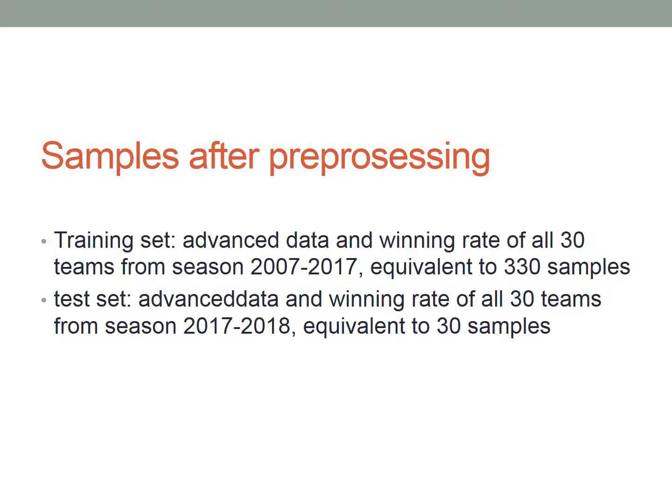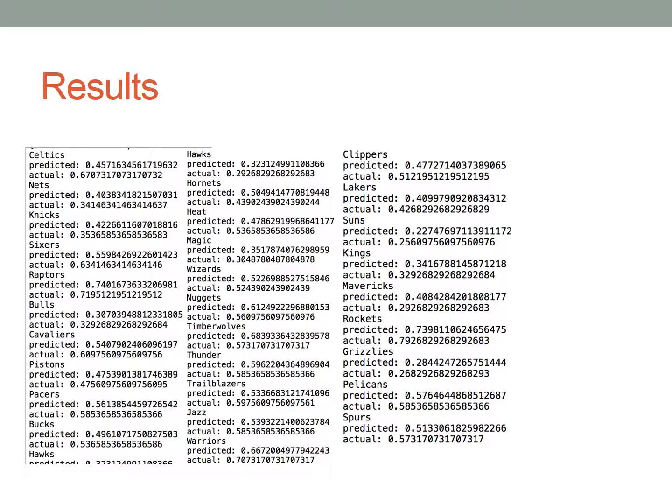We'll use the data of 30 teams from 10 past seasons as the training sets. In other words, there are 30 times 10, which is equal to 300 data points. And we use the data of season 2018 as the test set. So after running our algorithm and feeding our data, we got this result table.